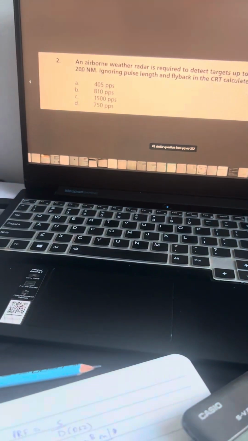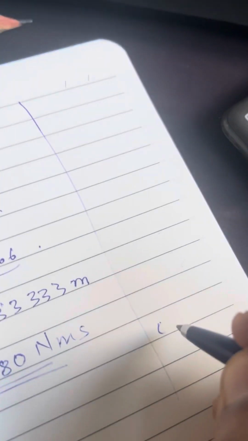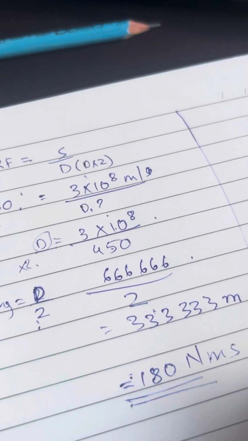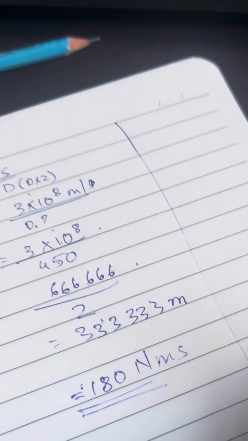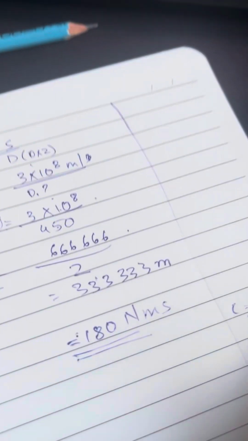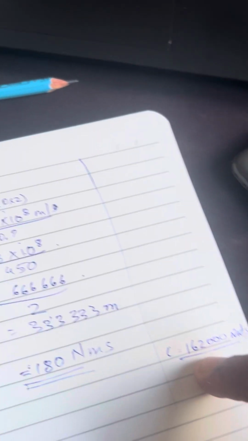Directly solved in nautical miles, because range is in nautical miles. So for that you need to know the speed of light in nautical miles. We refer to C as the speed of light, which in nautical miles is 162,000 nautical miles per second. Remember this figure, it will be very handy, or you can always convert it from your CX3.